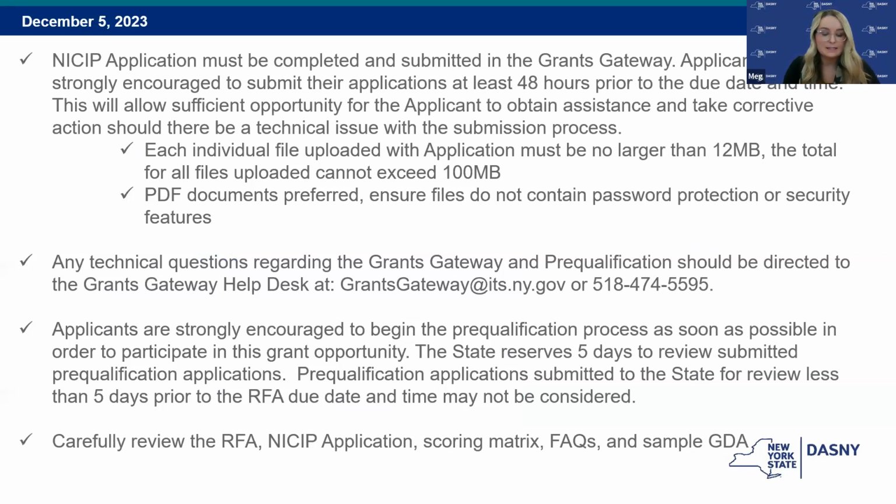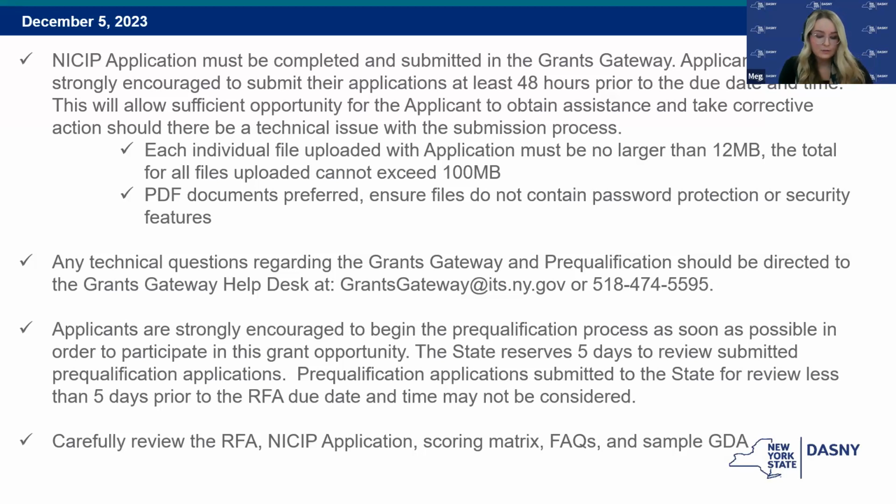Grants Gateway has provided several tips and tricks that applicants should be mindful of when applying for the NICIP opportunity. Each individual file must be no larger than 12 megabytes. The system allows for JPG, Word documents, Excel documents, and PDF documents. However, PDF documents are preferred. If you have particularly large files, the Grants Gateway Help Desk may be able to reduce the size of them without compromising the quality. You can email the Grants Gateway Help Desk for assistance.